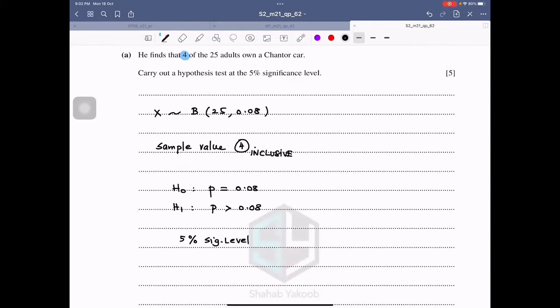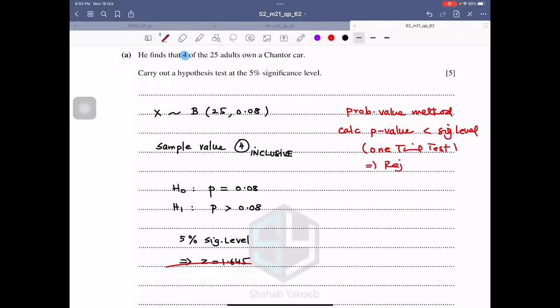But keep in mind, this is not a normal distribution question. So the Z value is of no relevance. You have to apply the probability value method. So the probability value method, what does it state? If the calculated P value, the probability value, is lesser than significance level in a one-tail test, then the conclusion is reject H0 and accept H1 and accept whatever is written.